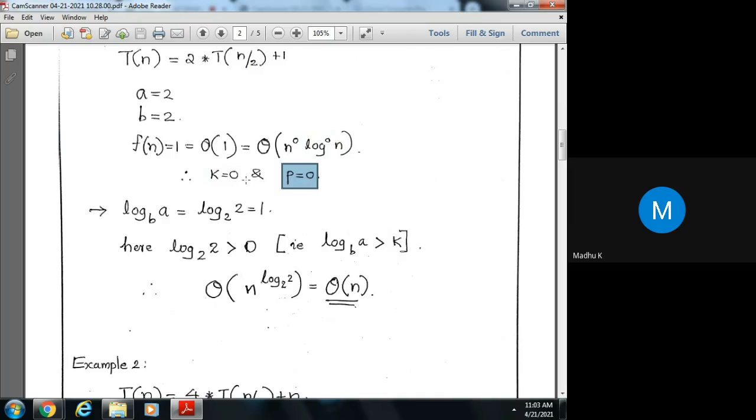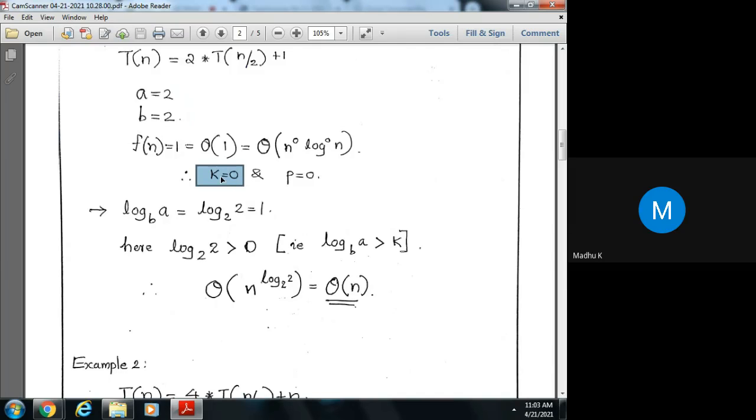Here k is equal to 0 and p is equal to 0. Next we calculate this term. What is log base b a? In this case, a is equal to 2 and b is equal to 2, so log base 2 of 2 is equal to 1. So this is 1. Next, k is 0.